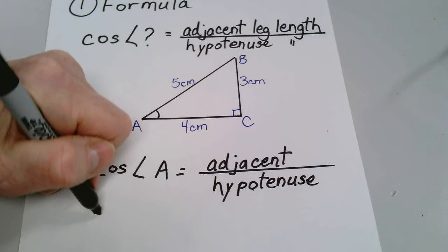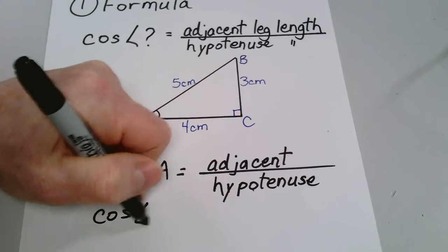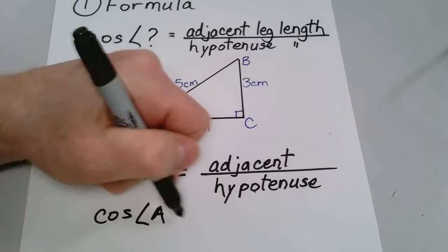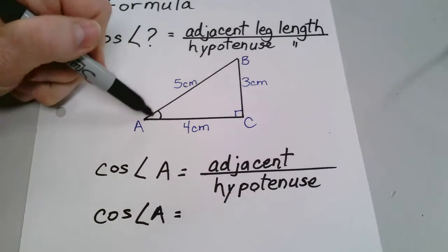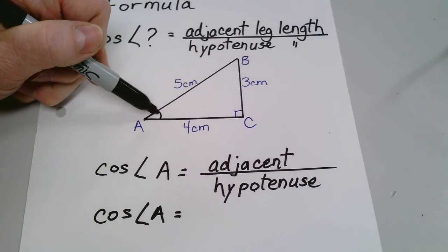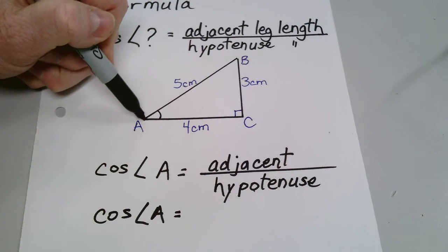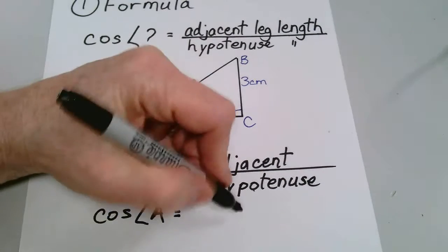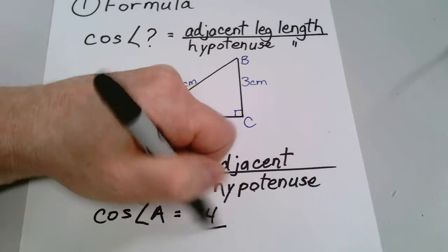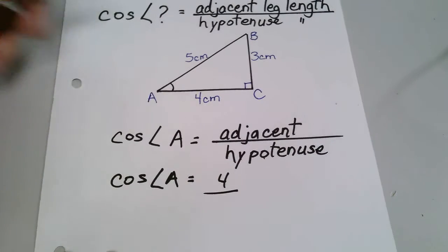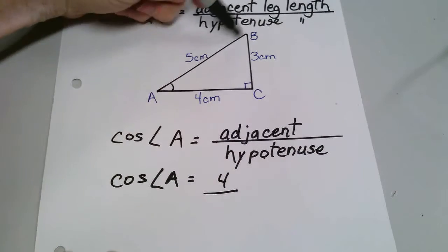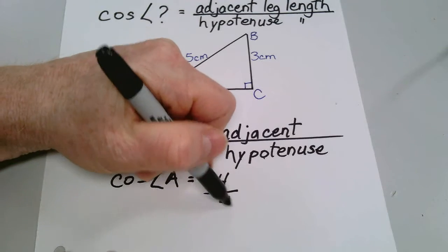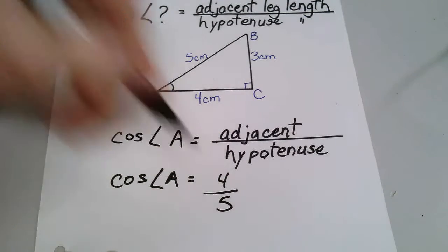So here we go. Time to plug in some numbers. The cosine of angle A. Here's A. Adjacent, that's right next to. So what's right next to this angle? The 4. Hypotenuse, we know, is the long side. It's a 5. So it's 4 over 5.